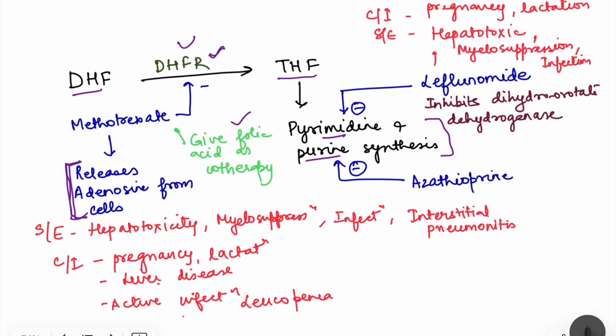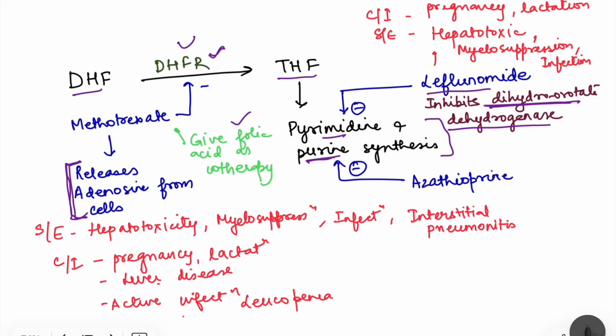Second, we have leflunomide. Leflunomide inhibits another enzyme, that is dihydroorotate dehydrogenase. This enzyme is required for pyrimidine synthesis. Azathioprine, on the other hand, inhibits the purine synthesis. Fine. So methotrexate, leflunomide and azathioprine, we can say that they are inhibiting the DNA synthesis, and methotrexate also releases adenosine from cells.